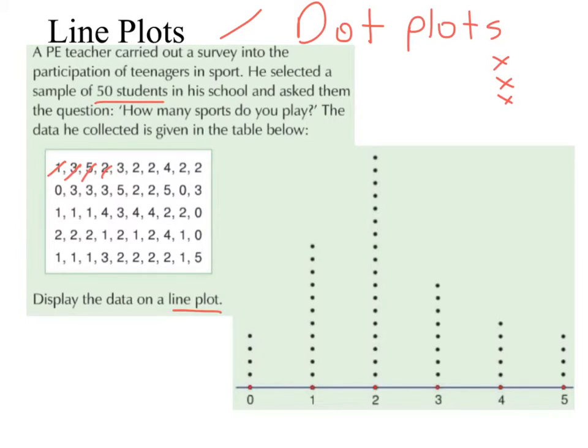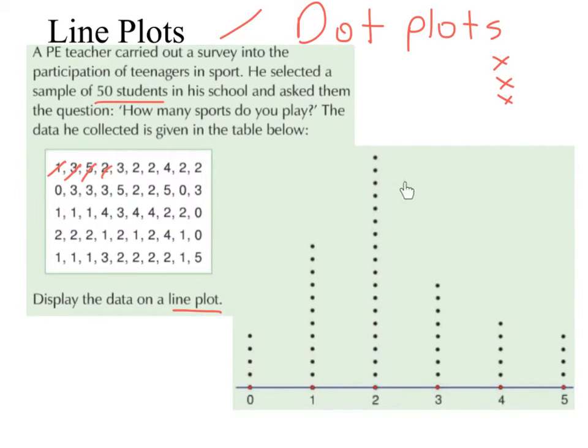1, 2, 3, 4 people said 0, so we've got 4 dots above 0. Then 1, 2, 3, 4, 5, 6, 7, 8, 9, 10, 11 people said they play 1 sport. Then 18 people play 2 sports, and so on.